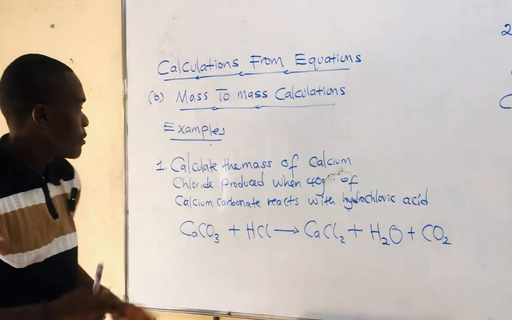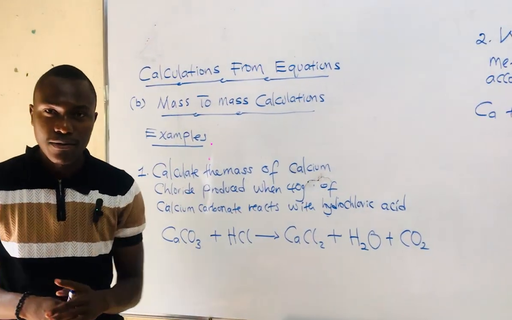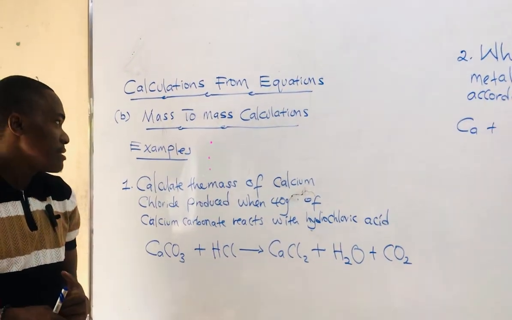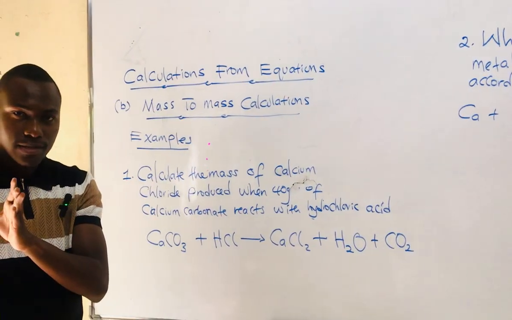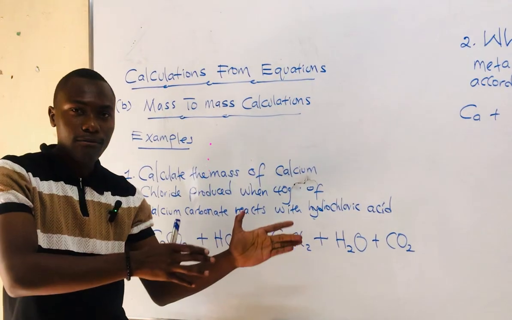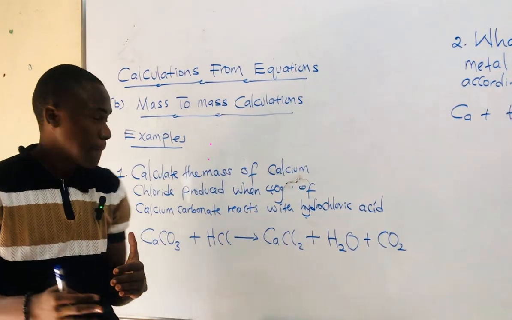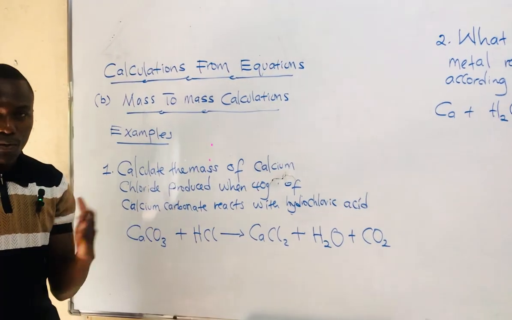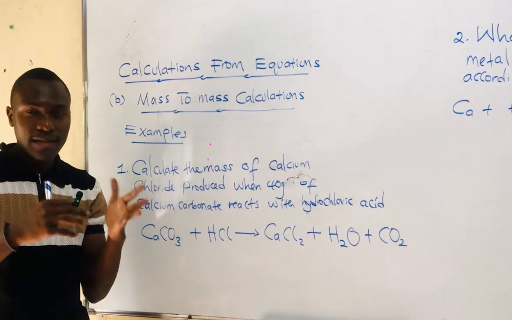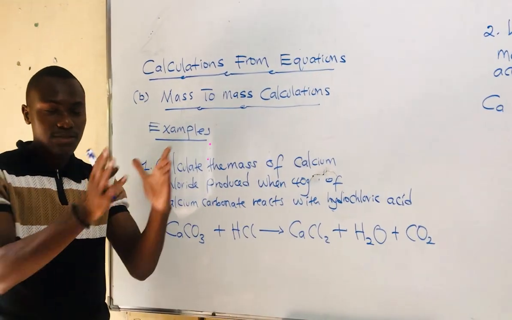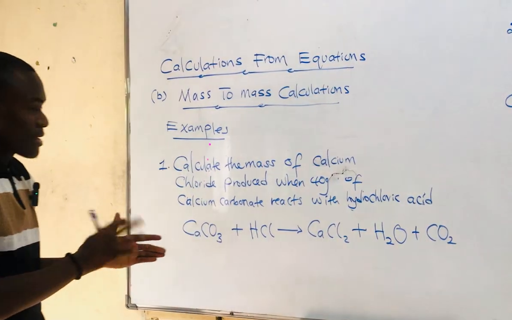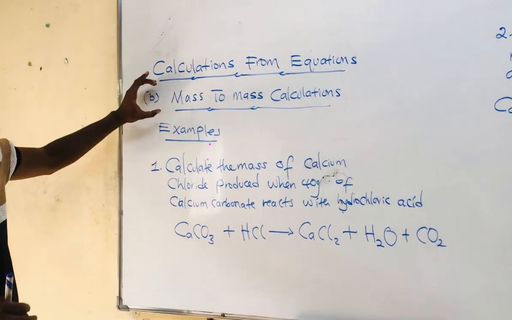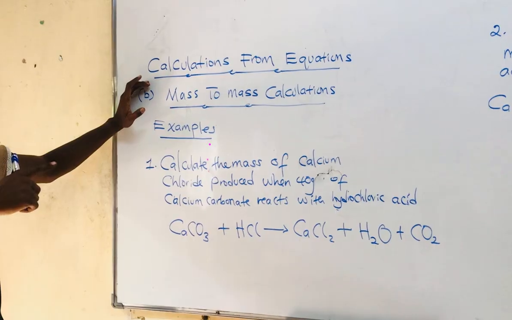Okay, so we continue. Remember, we started by looking at mole-to-mole calculations, where we were given number of moles and then asked to calculate number of moles as well. That was something direct. After that, we looked at mole-to-mass calculations, where you are given number of moles and then you are being asked to calculate the mass. Kind of tricky, though very simple because we've done that.